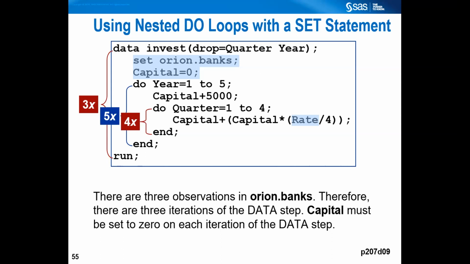Now your data step will iterate three times. And for every iteration, it will have 5 years loop and 4 quarters. So 5 4s are 20. So your loops will be processing 20 within a single iteration of data step for the first bank. Then with your second bank, it will be your data step second iteration, again the looping. So that's what it's telling here.